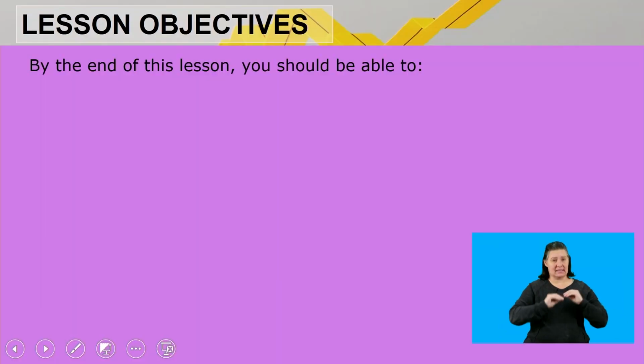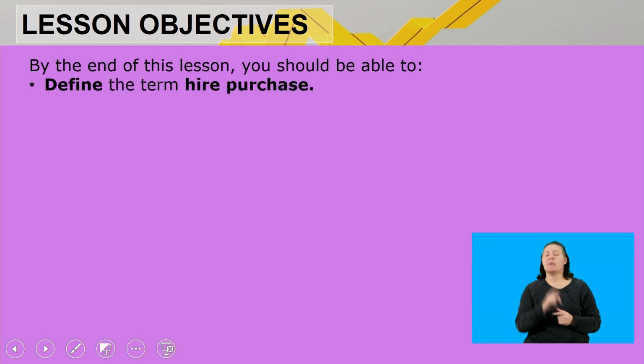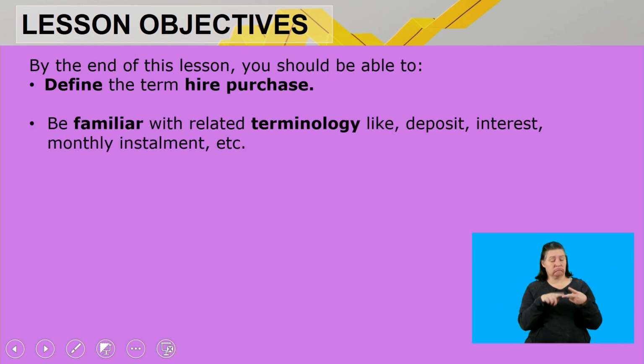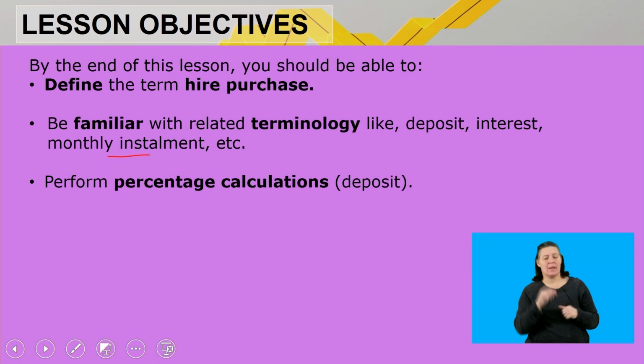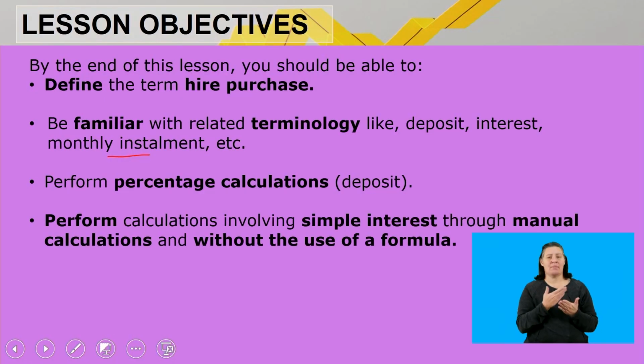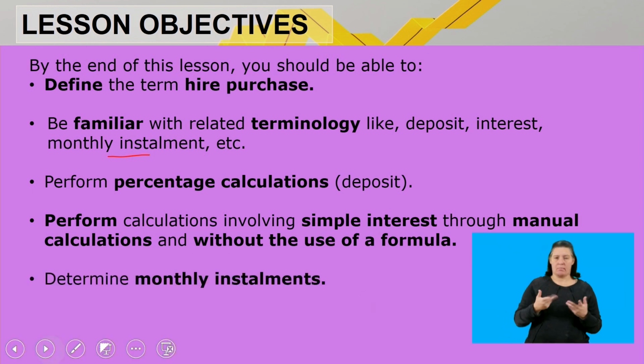So what are the lesson objectives for today? By the end of this lesson, you should be able to, first of all, define the term hire purchase, meaning you should know exactly what it is and what it entails. Then you must be familiar with related terminology, like for example, deposit, interest, monthly installment, and so on. You must be able to perform percentage calculations, and that is especially important when we calculate the deposit. Then you must be able to perform calculations involving simple interest through manual calculations, meaning without the use of a formula. Then you must be able to determine monthly installments.